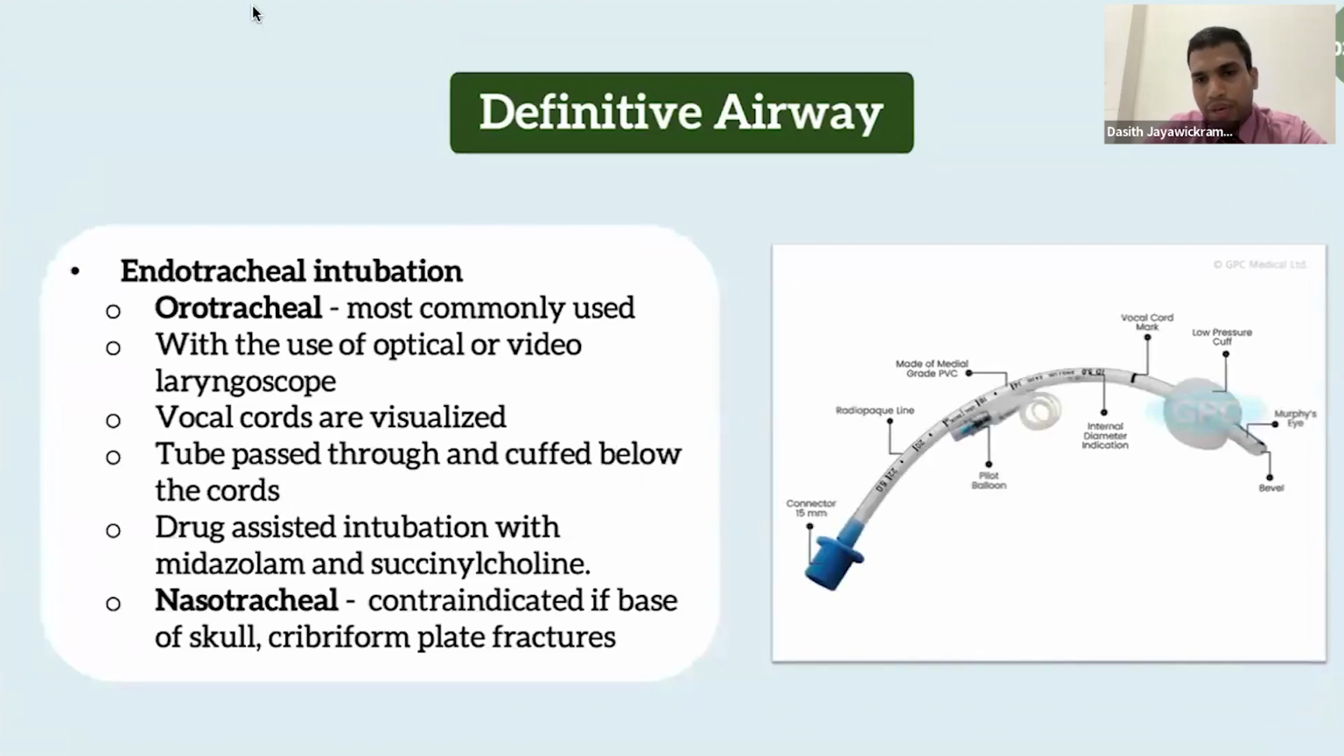So this is an endotracheal tube. You can see the bulb, and then there's a connector. There's a length indicator, and at the end there's a bevel where the oxygen can come out, and there's a connector to the pilot balloon. With that, we can inject air so that the balloon can inflate at the end. So this is an endotracheal airway.